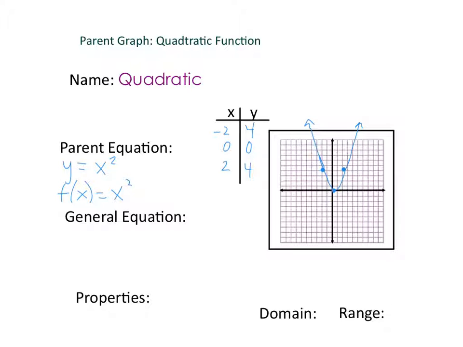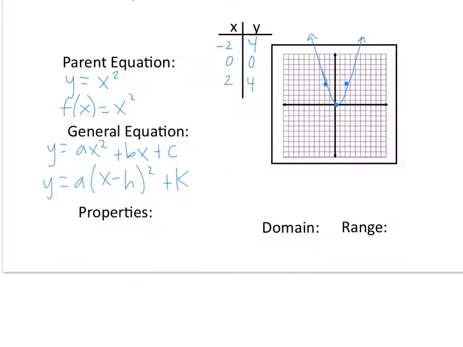And on the graph, we have a parabola. So that's what the graph of a quadratic is. General equation for quadratics, so if we remember standard form, we have y equals ax squared plus bx plus c. We also have vertex form, which is y equals a times the quantity x minus h squared plus k. Some properties on quadratics.